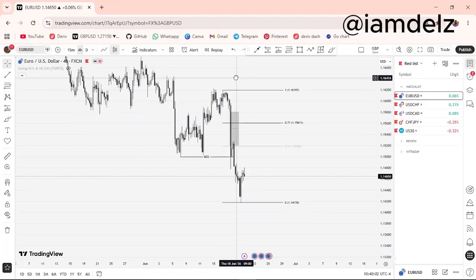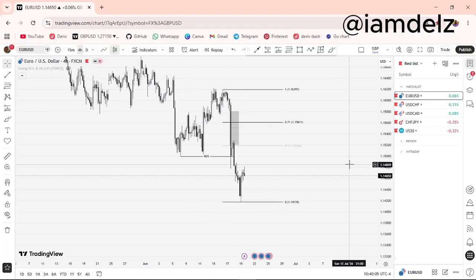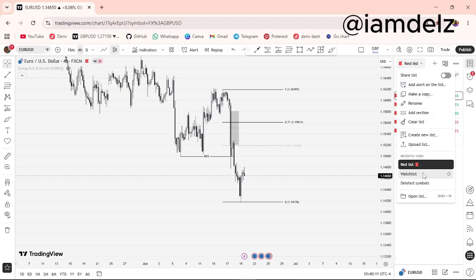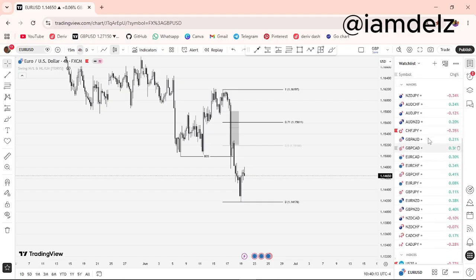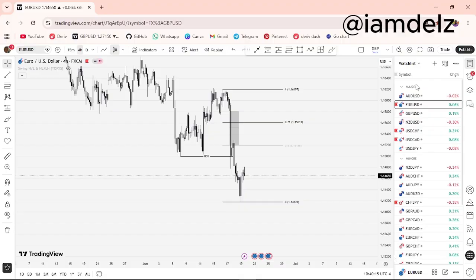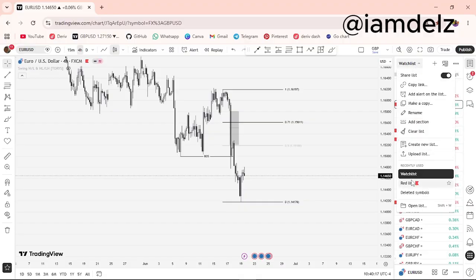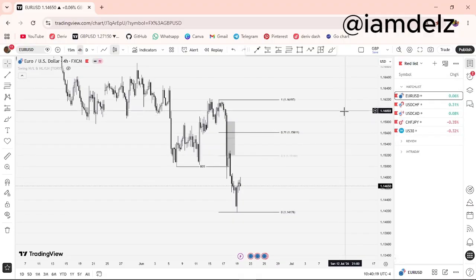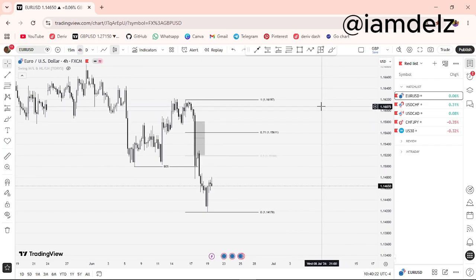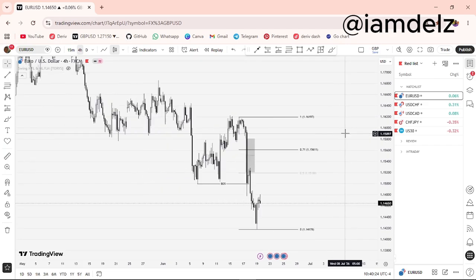So for this week, I'm looking at these pairs, just 6 pairs out of the many pairs that I trade, out of the many pairs that are in my watch list. You can see that. So let's start with the EURUSD. At this point, what can I see? I can see that this is a continuation setup.